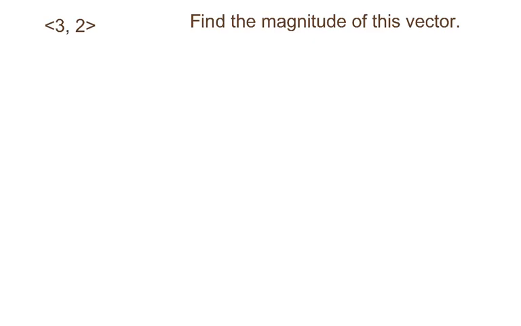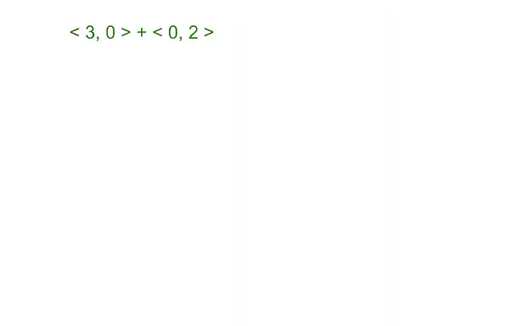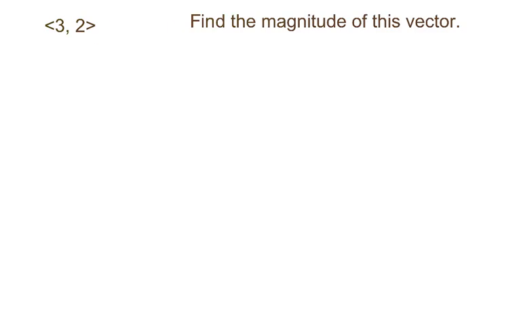Okay, so let's take the vector 3, 2. And so if you remember from our previous situations, that is a vector 3 to the right on the x-axis, and 2 up on the y-axis, or in the y direction. And so we can actually look at that if we're going to find the magnitude of the vector.